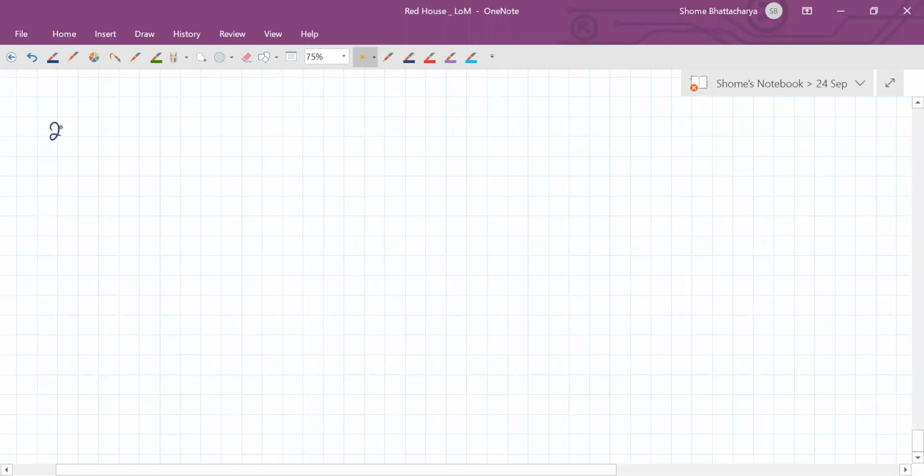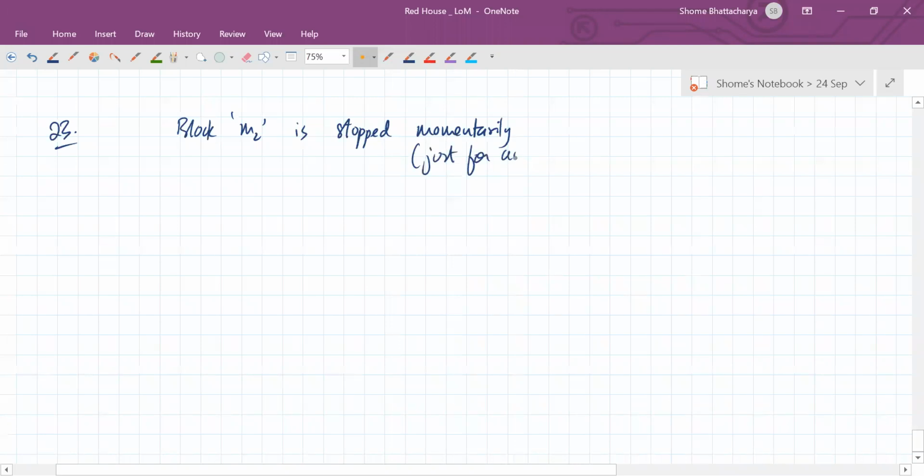So in HC Verma's 23rd question, what is happening is the block M2 is stopped momentarily. That is just for an instant. Okay. And then released at t equal to 2 seconds.